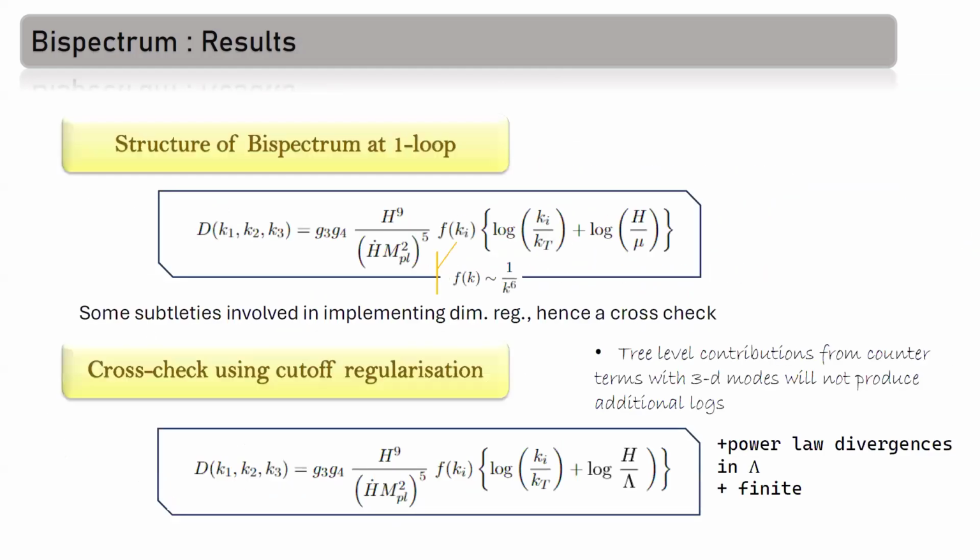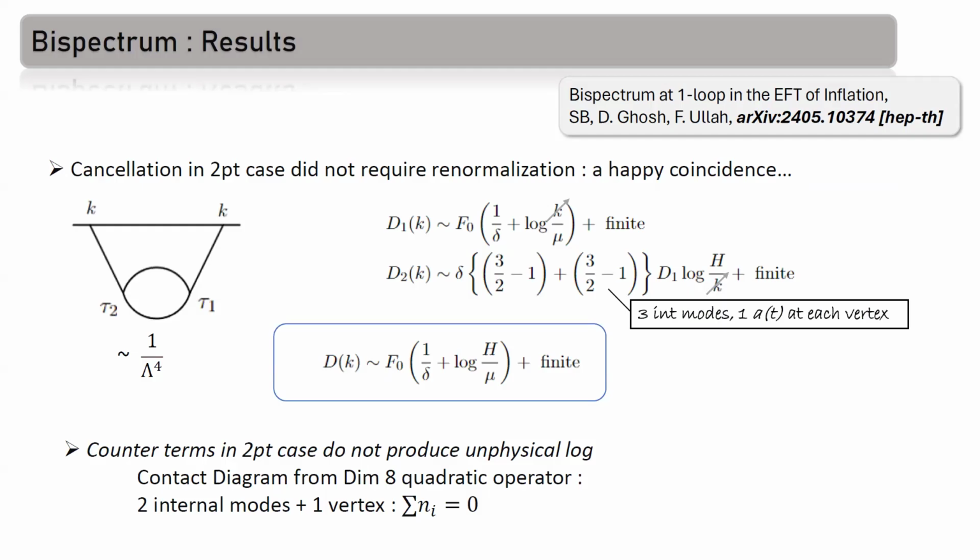All right. Interestingly, the story with the 2-point function at one loop goes like this: you actually don't produce an unphysical logarithm if you use the arguments that I just mentioned, because you have a contact diagram with a quadratic operator. So you have 2 internal modes in one vertex, and that gives you exactly 0. So no log k t from the counterterms. Hence you did not actually need to renormalize in order to cancel the unphysical logarithms for the power spectrum at one loop.